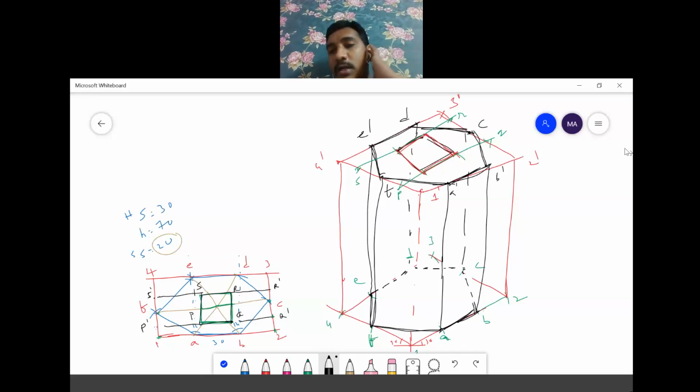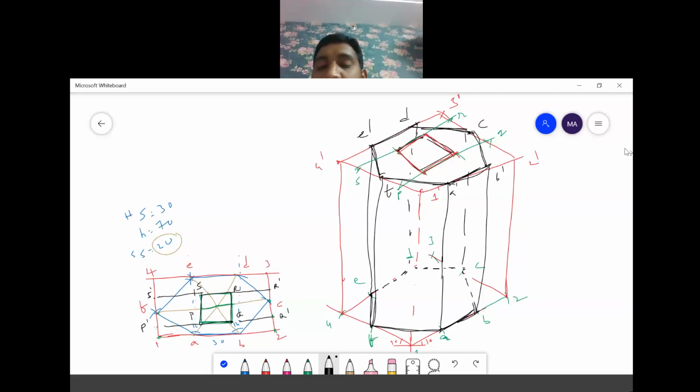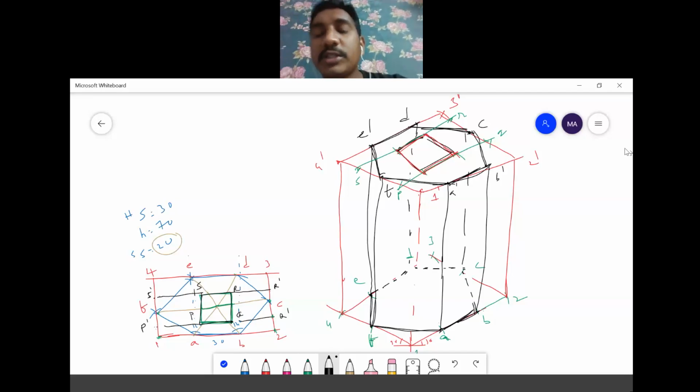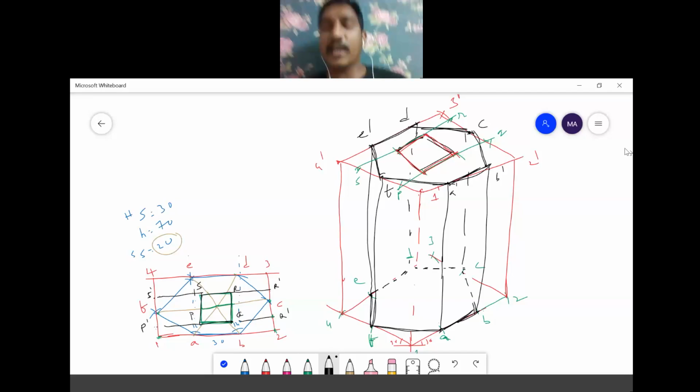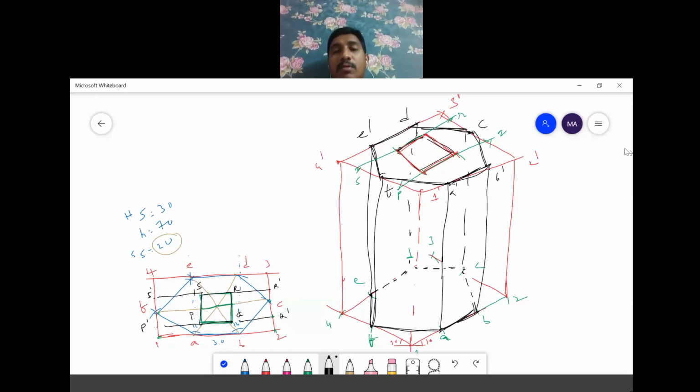Okay, if possible, I will take tomorrow's class. I will just explain the orthographic projections. With this, we are going to complete the isometric projections. In tomorrow's class, I'll briefly explain about the orthographic projections. Okay, you can practice the remaining days.